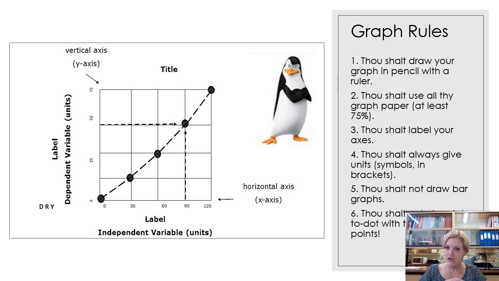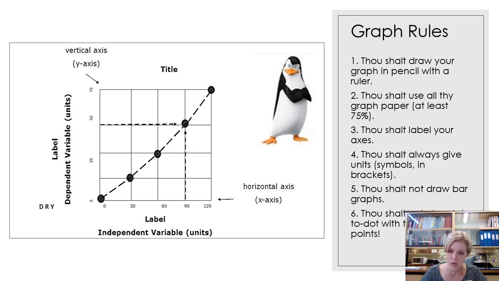You need to label your axes, and you need to always give units in brackets, always. So if it's distance, it's in meters. If it's time, it's in seconds or minutes or even hours. Then you will not draw bar graphs. I don't want to see a bar graph in science, ever. I'm going to put a big red line through it if I see a bar graph.